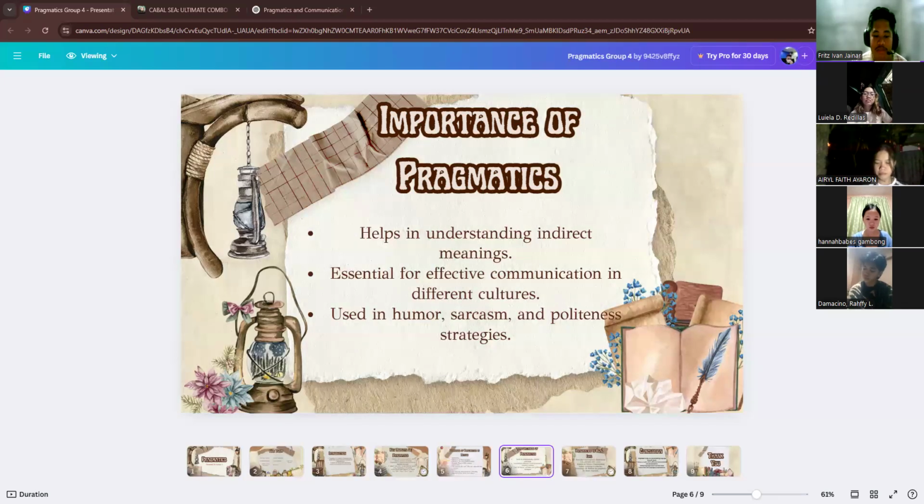So now let's proceed to the third bulletin: using humor, sarcasm, and politeness strategies. Pragmatics helps people understand humor, sarcasm, and politeness by interpreting tone, context, and implied meanings. So this prevents misinterpretations and makes conversation more natural.